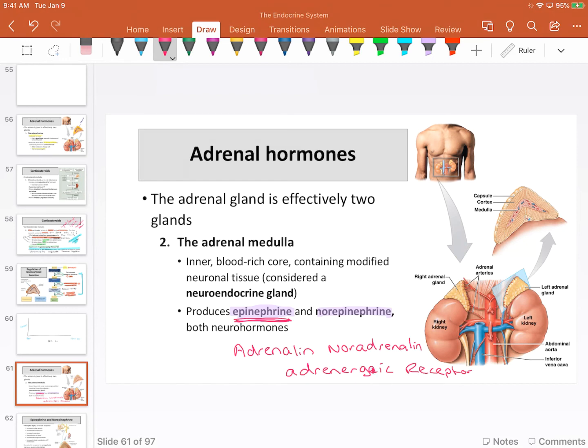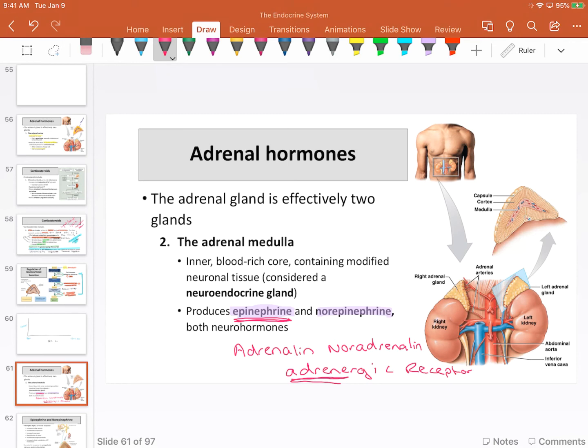Adrenergic. Too many vowels there. Adrenergic receptor. And that root word adrenaline is found there as well. Okay. Epinephrine, norepinephrine, adrenaline, noradrenaline, they're the exact same things. Now, there's slight different chemical variations between norepinephrine and epinephrine, and they actually do have different effects when we look at their mechanism of action.